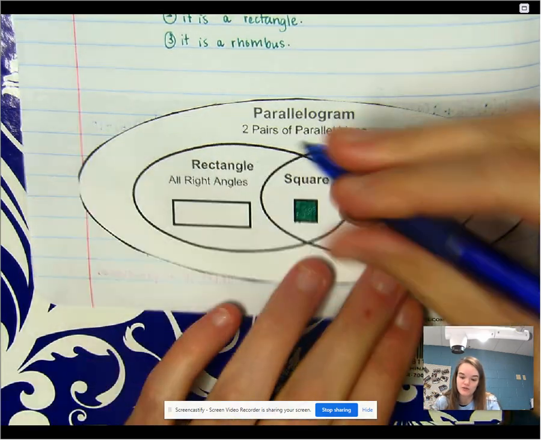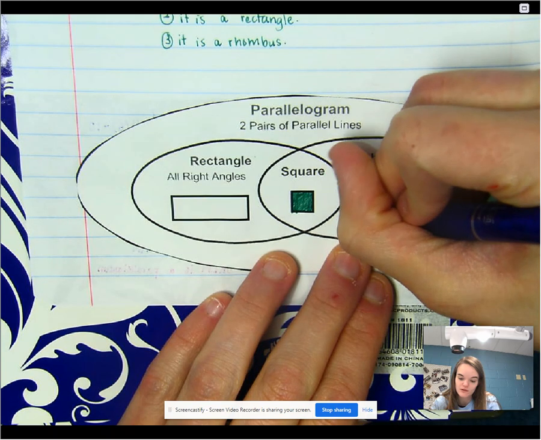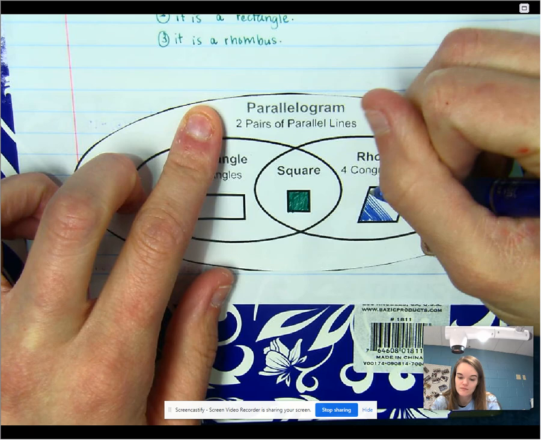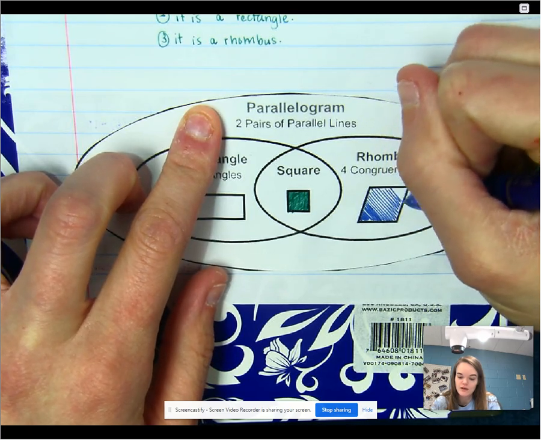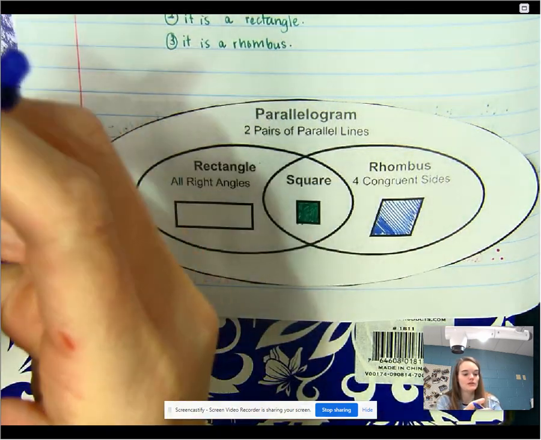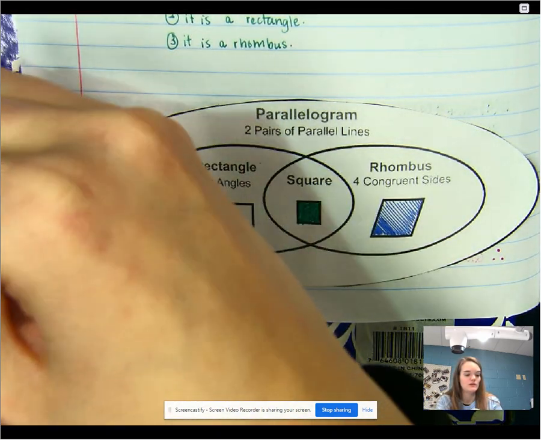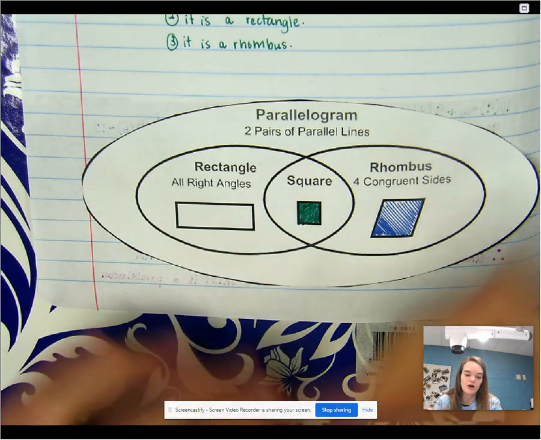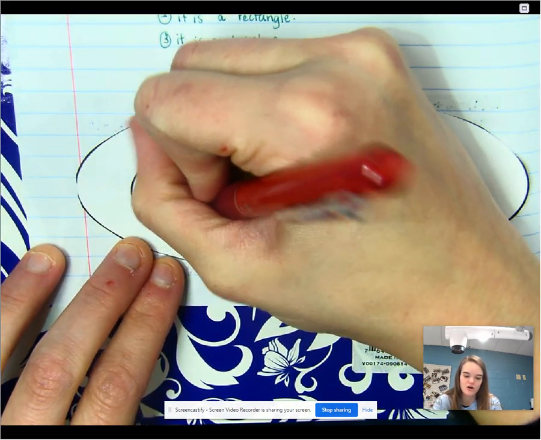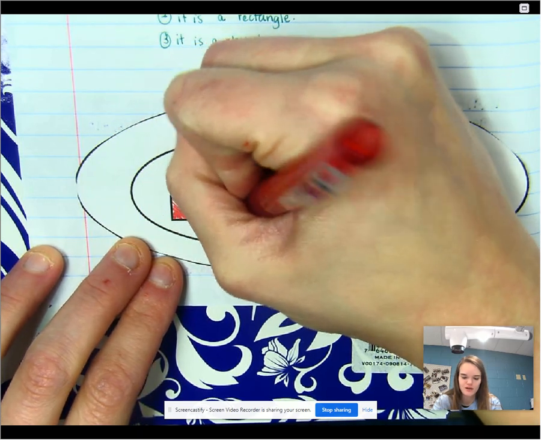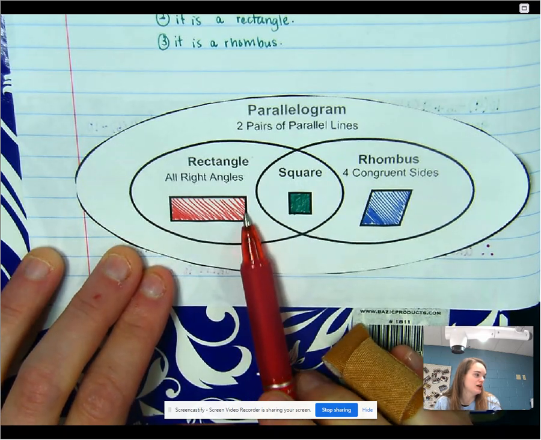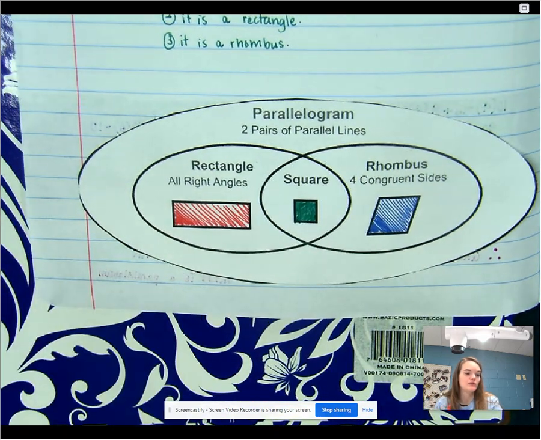A rhombus has 4 congruent sides. It is a parallelogram. These are the definitions of each of these, by the way. Not the properties, the definitions. A rectangle has all right angles or 4 right angles. It's the same thing. It's just sometimes you'll see it as all right instead of 4 right, but that is the same. A parallelogram has 2 pairs of parallel lines. All of these are parallelograms.